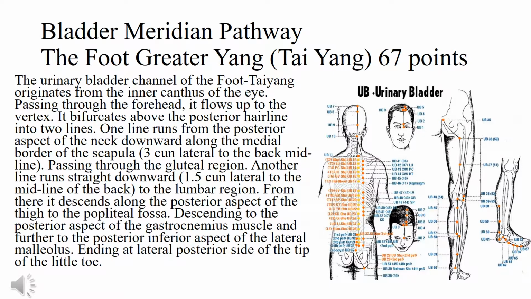Outer line, UB41 through GB30. GB30, very good clinical point for treating urinary bladder. GB30 to UB40 at the popliteal fossa. The inner line is UB10 to DU14, 13, and UB11. Enters the kidney, urinary bladder near L2. Down the sacrum, rejoins main branch at UB40. And the main branch is UB40 to UB67.